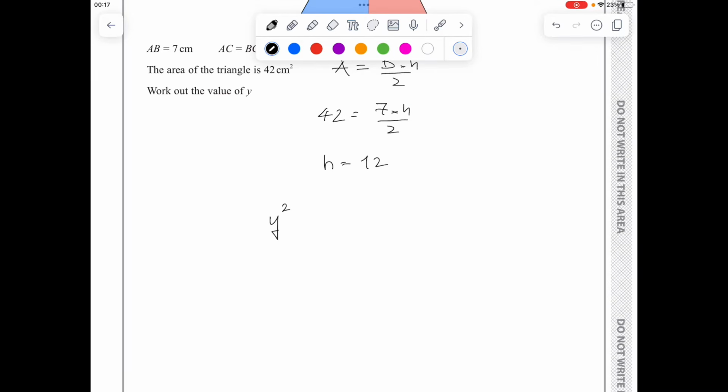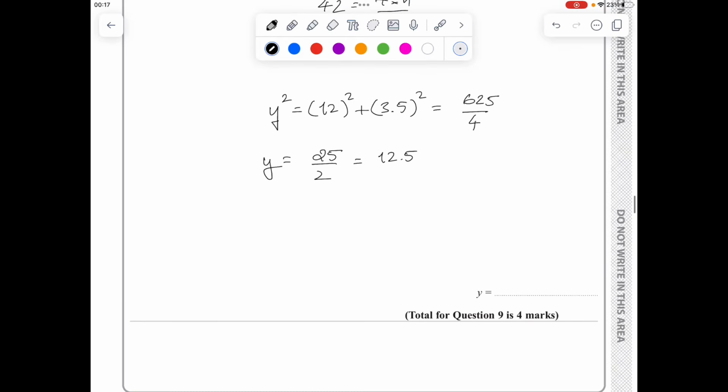So y squared is equal to 12 squared plus 3.5 squared. This comes out to be 625 over 4. So y is the square root of that. That's 25 over 2. As a decimal, that's 12.5. And that's my final answer.